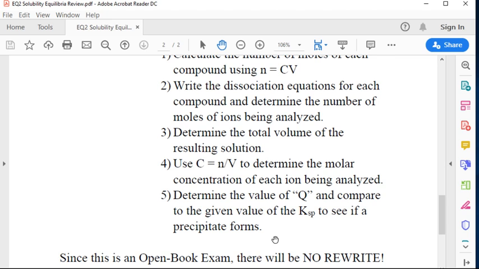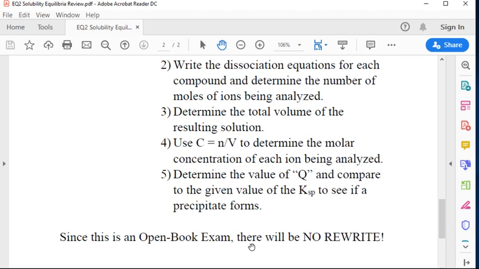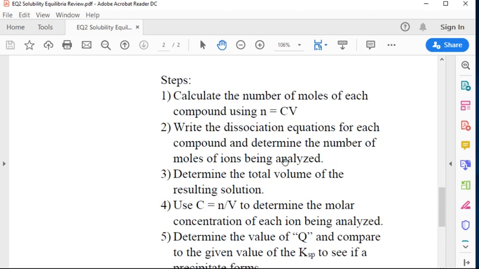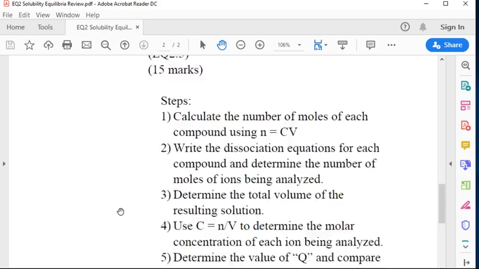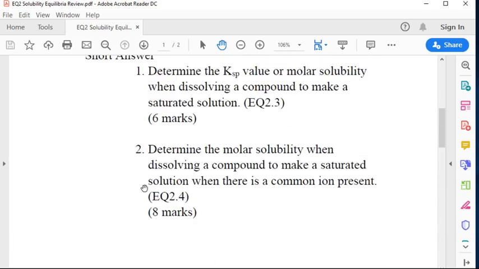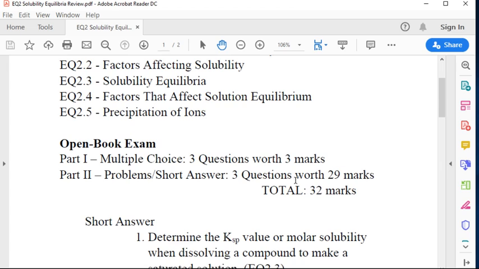Okay? And again, yes, this is an open exam, so there'll be no rewrite. You are allowed to use your notes. You are allowed to use these steps. So make sure you go through that. And again, there's an emphasis on those three calculations for those three questions at the end.